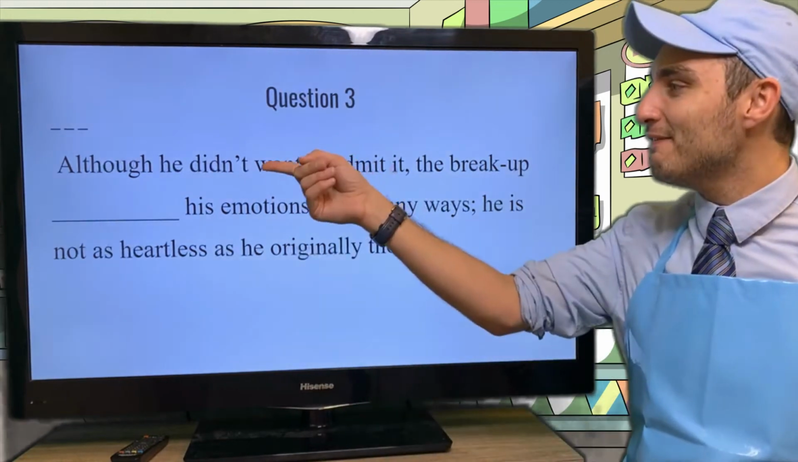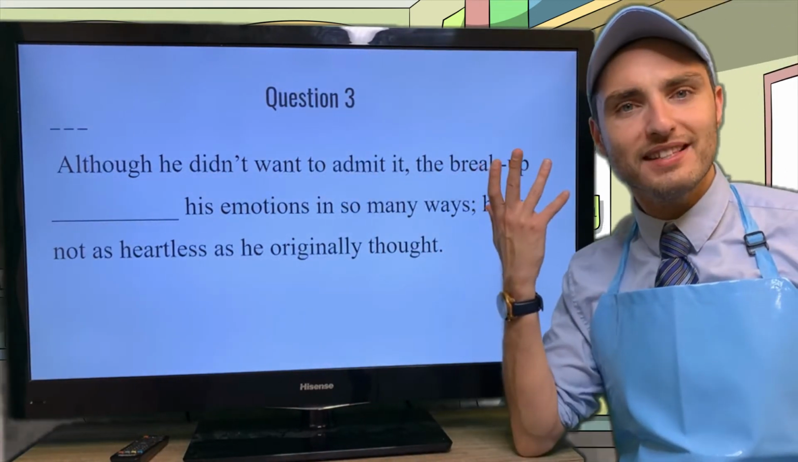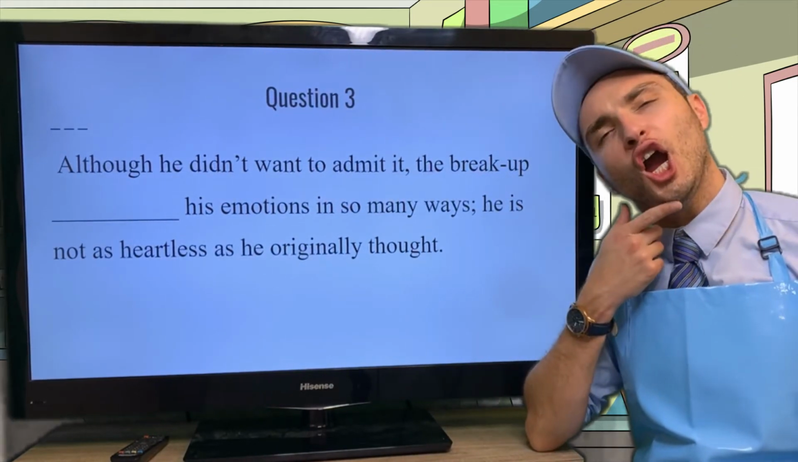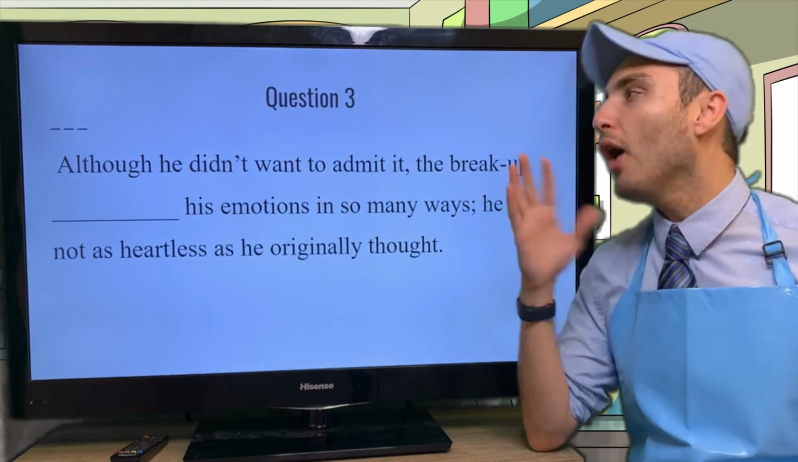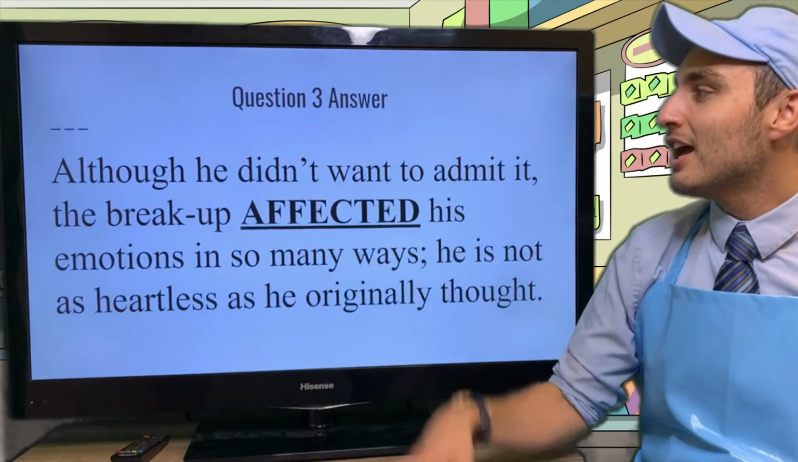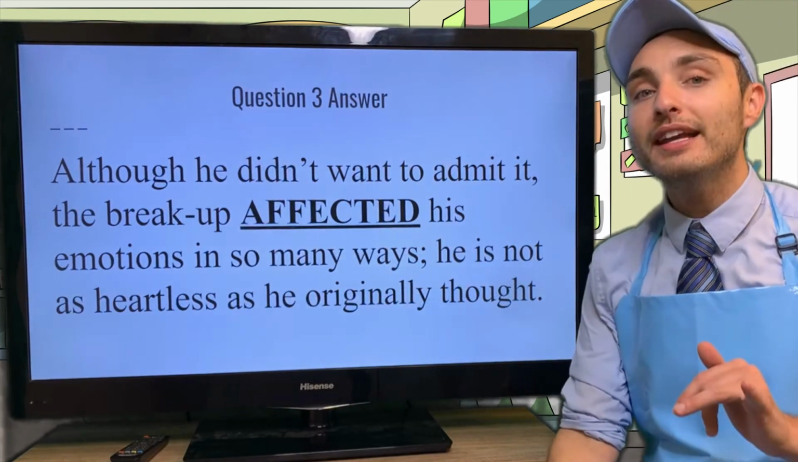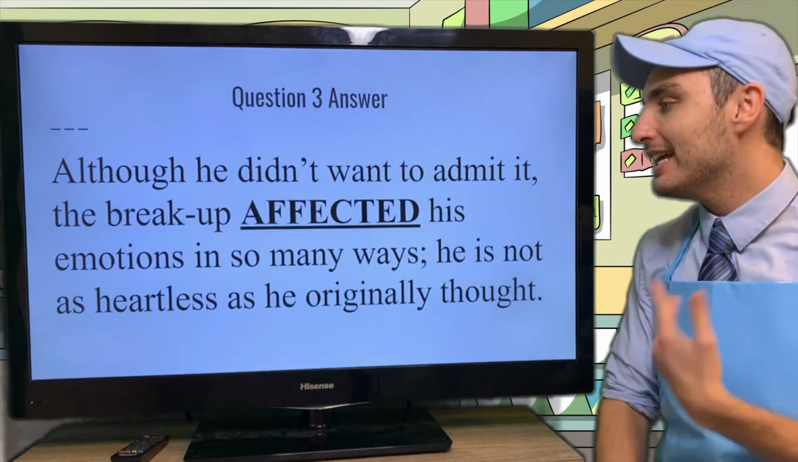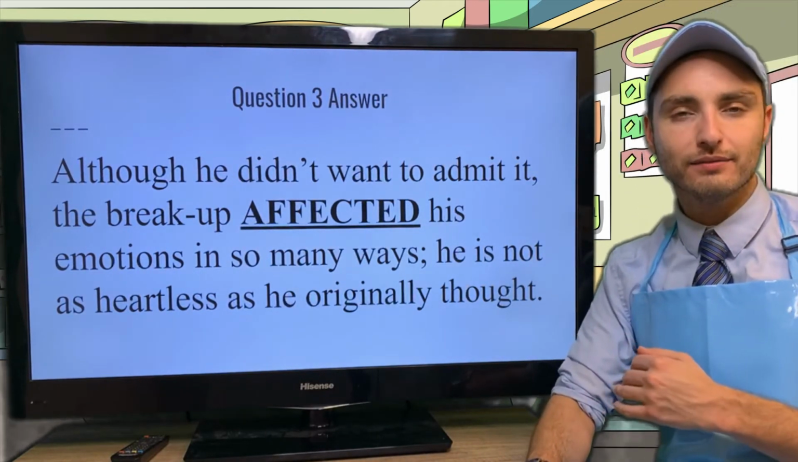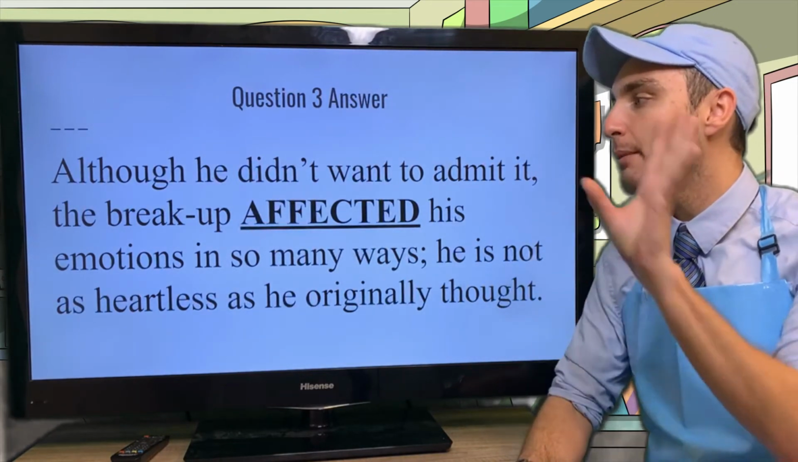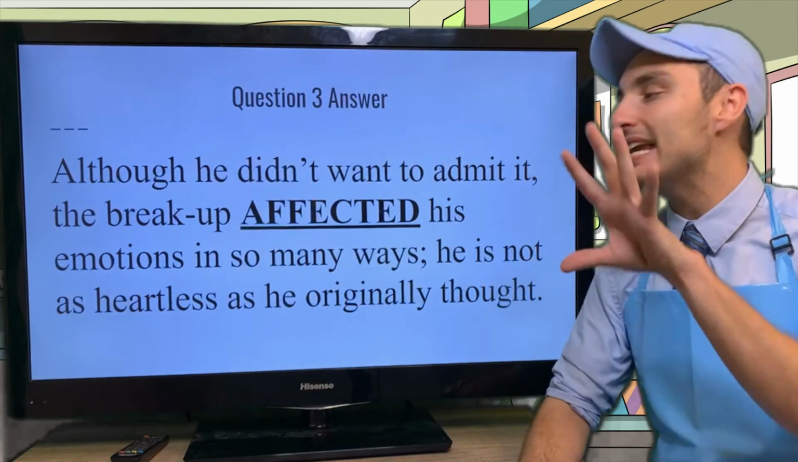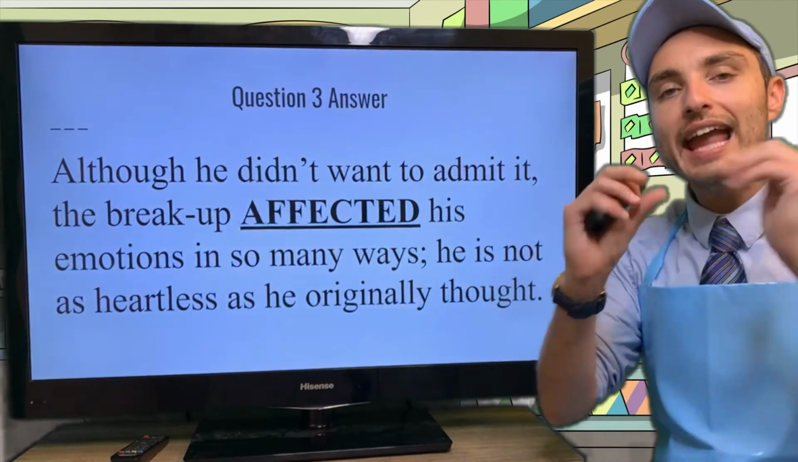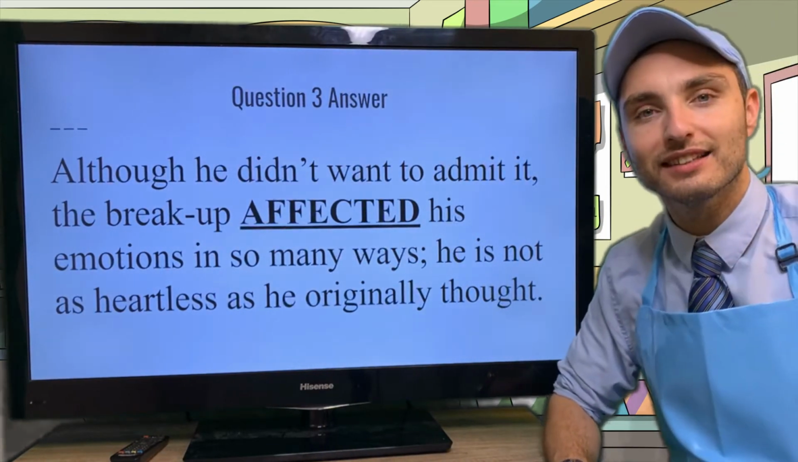What do you think? Affect or effect? Which one fits it best? Okay, I'll give it to you. Although he didn't want to admit it, the breakup affected his emotions in so many ways. He is not as heartless as he originally thought. Here, one can see that the breakup is doing something. It is affecting his emotions. So we do need a verb here, and we're using affect for that to take place.